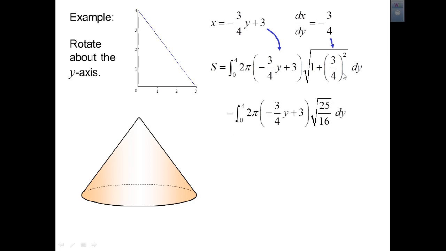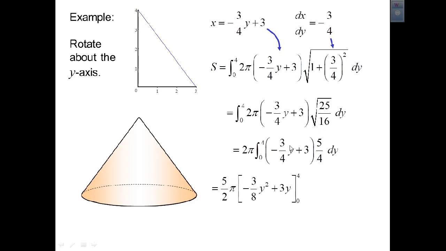And then you would not be expected to try to do that by hand, even though you actually can here. The square of that's going to be 9 over 16. And you have 16 over 16 plus 9 over 16 gives you 25 over 16. That's going to give you 5/4 when you take the square root. And then you can move that and the 2 pi all the way out front. And then you take the antiderivative of this, plug everything in, and you end up with 15 pi.